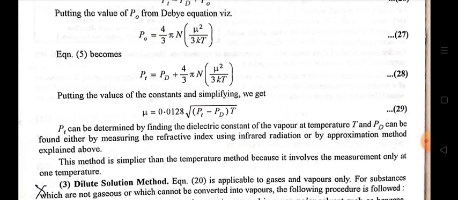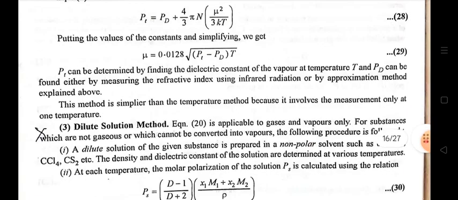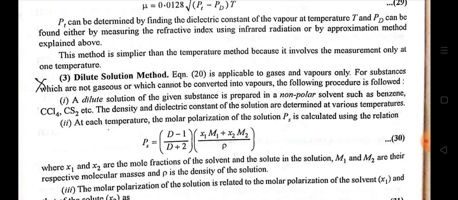Pt can be determined by finding the dielectric constant of the vapors at temperature T, and Pd can be found either by measuring the refractive index using infrared radiation or by the approximation method explained above. This method is simpler than the temperature method because it involves measurement at only one temperature. Dilute solution method. Equation 20 is applicable to gases and vapors only. For substances which are not gases or which cannot be converted into vapor, the following procedure is followed.